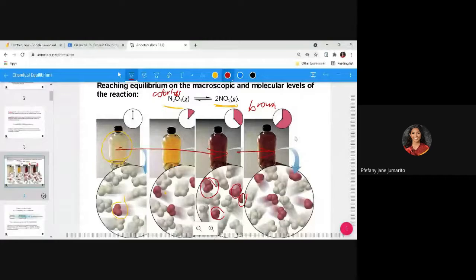It does not matter what our initial concentration is. The initial concentration may be very small, but no matter how small or how big the initial concentration, it still will reach equilibrium. It will balance. So that one no longer changes color. It means that it has reached its equilibrium.